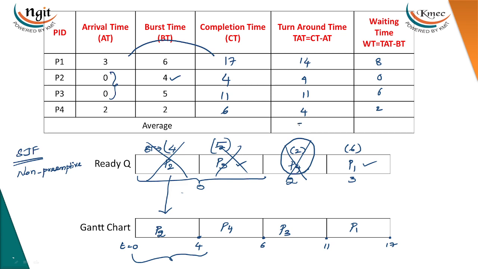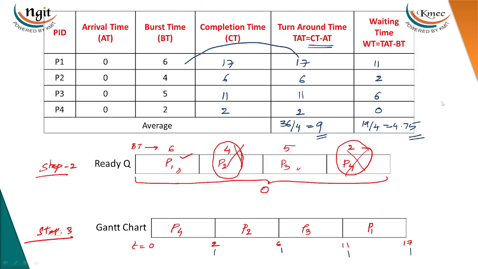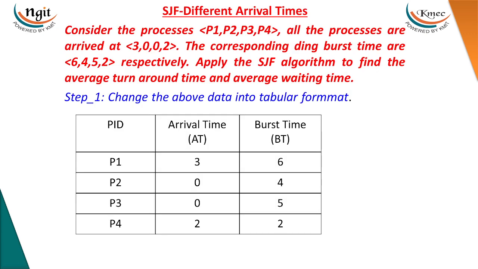You will get 8.25. Correct? Yes. Now for waiting time, it is 8 plus 6, 14, 14 plus 2, 16. So 16 divided by 4, you will get average waiting time 4. Okay, so these are SJF with different arrival times and SJF with all zero arrival times.